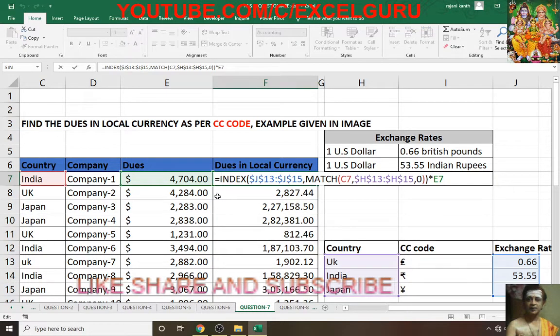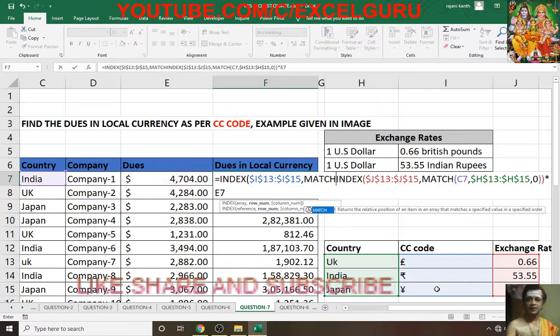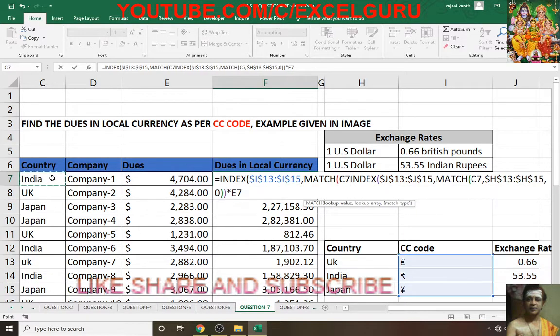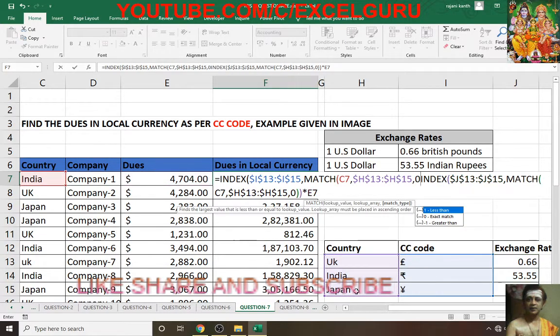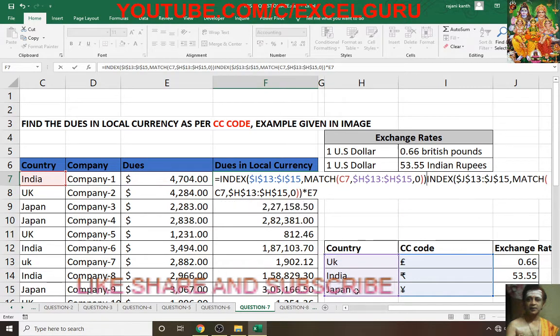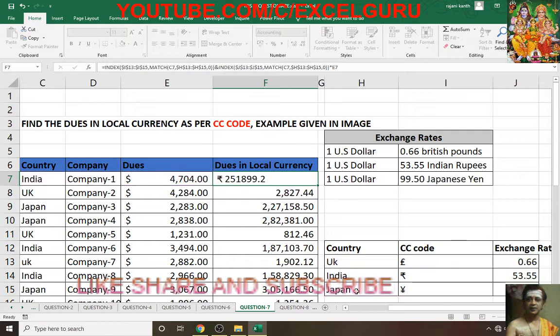Here, after equal to, first one, same formula, INDEX, this one, F4, comma, MATCH India, comma, in this same range F4, comma, 0. Close the parenthesis until you see the black parenthesis, then ampersand. You are joining the two things. Control Enter.